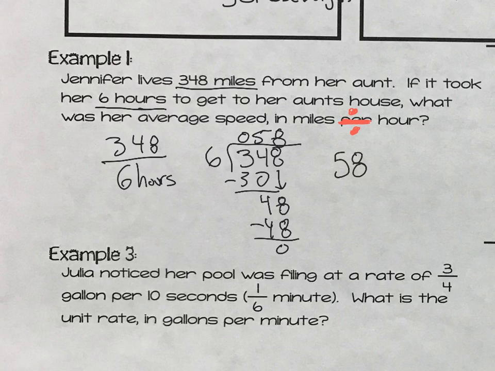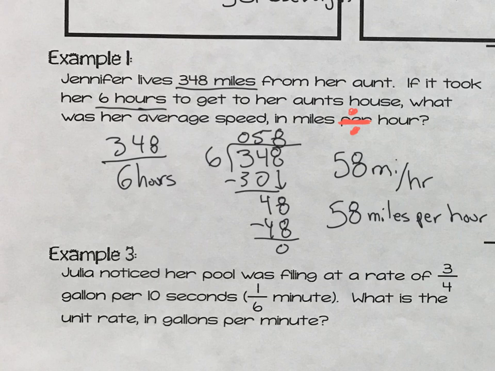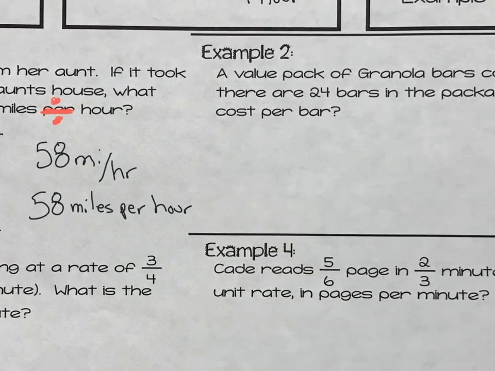And what was it they're asking for? Oh, miles per hour. So I could put, here I'm going to just abbreviate, mi, and put this little slash here, per hour. That's the same way of saying, hold on, let me rewrite that. Same way of saying 58 miles per hour. Okay, I'll give you a second to finish writing that down. All right. Okay, let's move on to example 2.